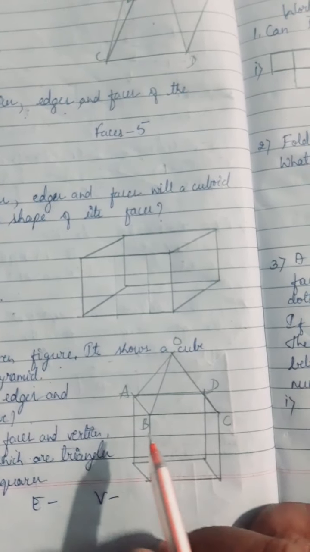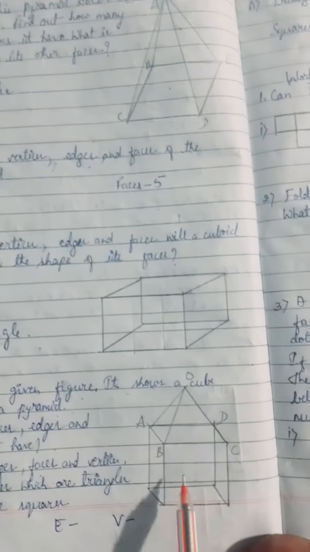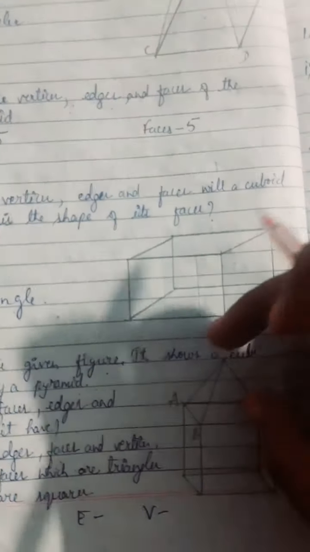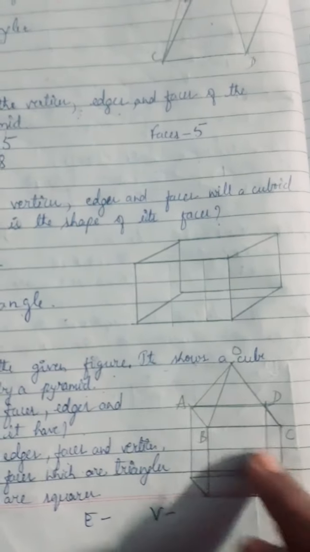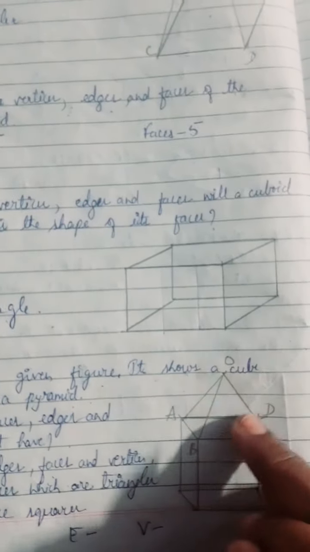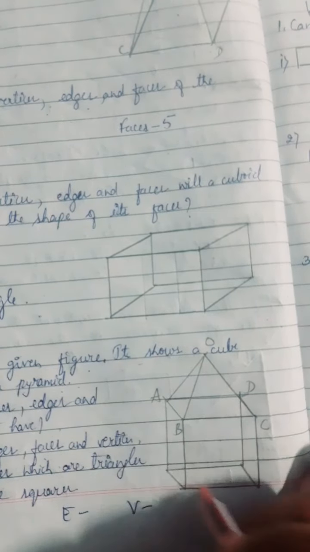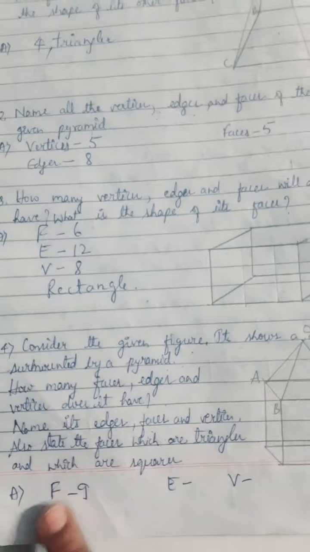How do we count the 9 faces here? In a cube we know there are 6 faces, but on one face we have kept the pyramid. So 6 minus 1 is 5, and above we have 4 triangles. We have 5 faces below, then 6, 7, 8, 9. Therefore, in total this 3D figure has 9 faces.